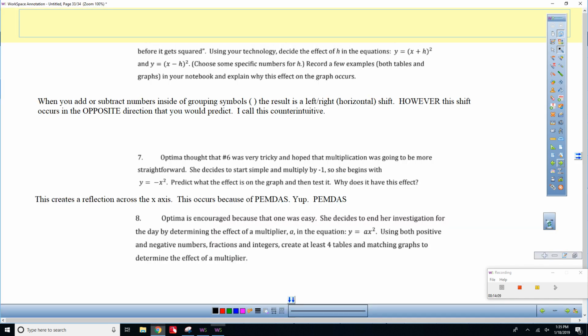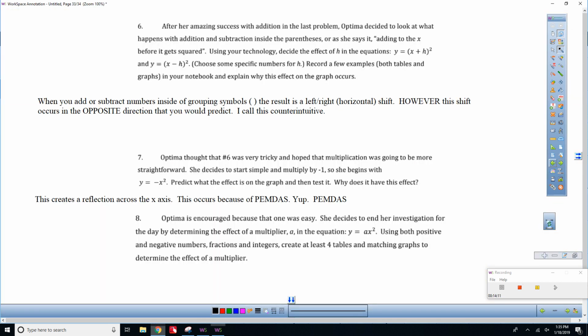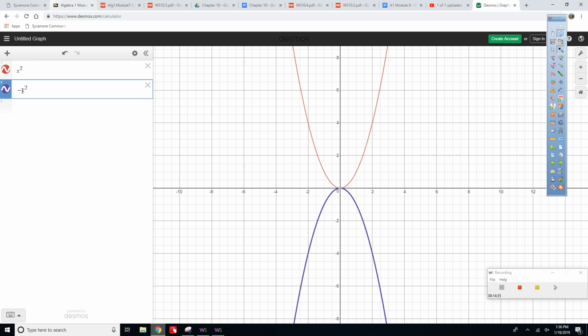Back to the tape. Almost done. Optima is encouraged because that one was easy. She decides to end her investigation for the day, but okay, so the multiplier A. If A is a big number, what does it do to our parabola? Increases it. It does increase it. So what does that do to the shape? Does it make it skinnier or fatter?